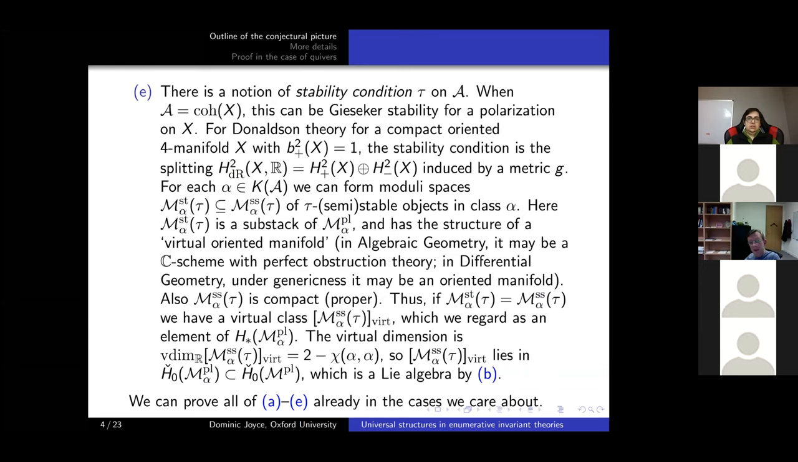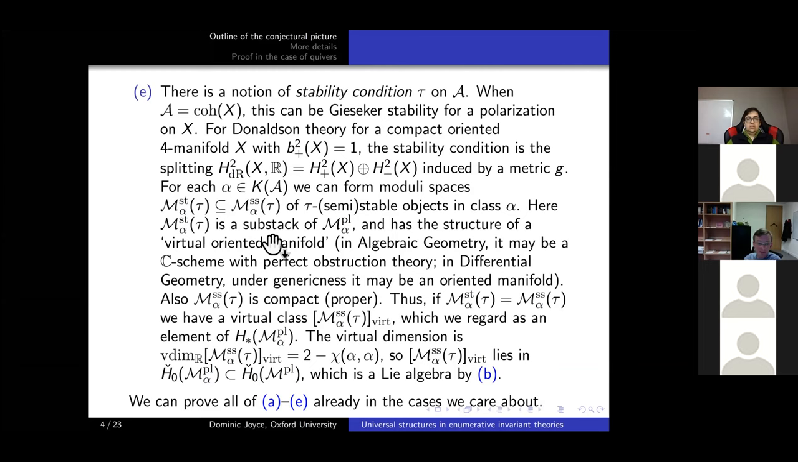In the case of Donaldson theory, for a compact oriented four manifold X with b2 plus equals one, what the stability condition really means is a splitting of two-dimensional de Rham cohomology into H2 plus and H2 minus, where that's actually just a one-dimensional space. So if you vary the metric on your four manifold, then you can vary this splitting and the Donaldson invariants can change as the splitting varies. Okay, so then for each class alpha in your K theory, you can form moduli spaces of stable objects and semi-stable objects in class alpha.